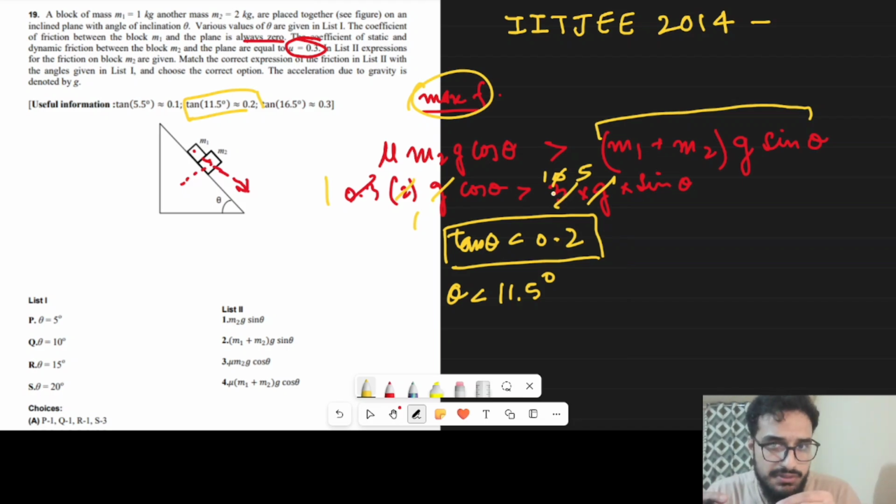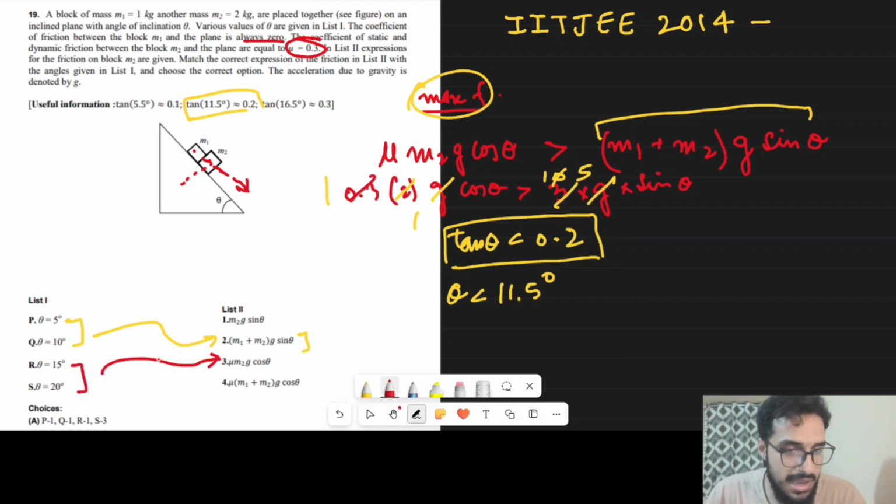Only that portion of the maximum friction will apply which nullifies the effect of the downward force down the incline. So can we say if theta is 5 degrees or 10 degrees, the friction that list 2 gives is going to be (M1 plus M2) g sin theta, because this is the downward force and that is less than the maximum friction. So that will be your friction in those two cases. And for theta greater than 11.5, the maximum friction is going to take place, so it is mu times M2 g cos theta.